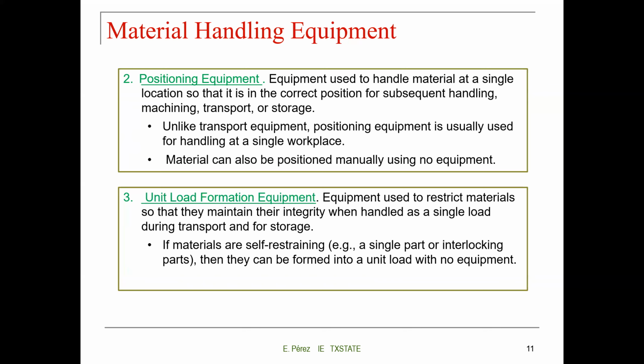Number 3 is unit load formation equipment. This is equipment used to restrict materials so that they maintain their integrity when handled as a single load during transport and for storage. If materials are self-restrained, for example, a single part or interlocking parts, then they can be formed into a unit load with no equipment.